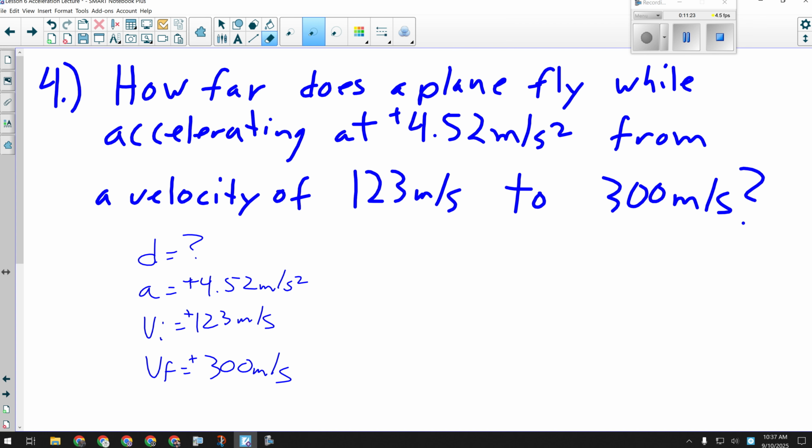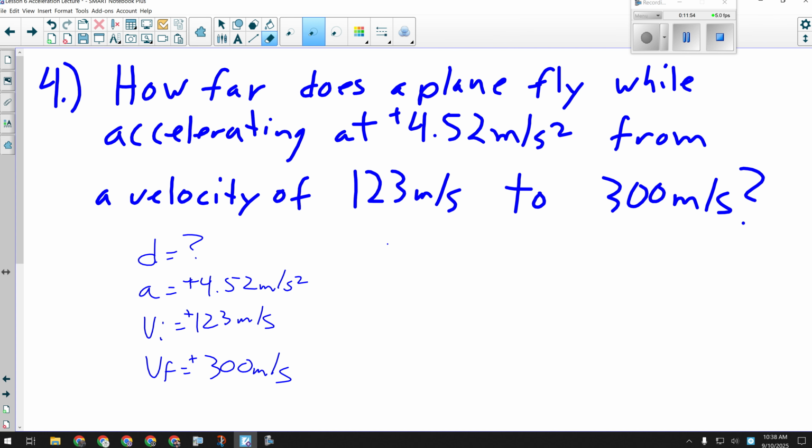Okay, what formula am I going to use here? Max, which formula should I use for this one? So I've got A, I've got VI, I've got VF. And I'm looking for D.